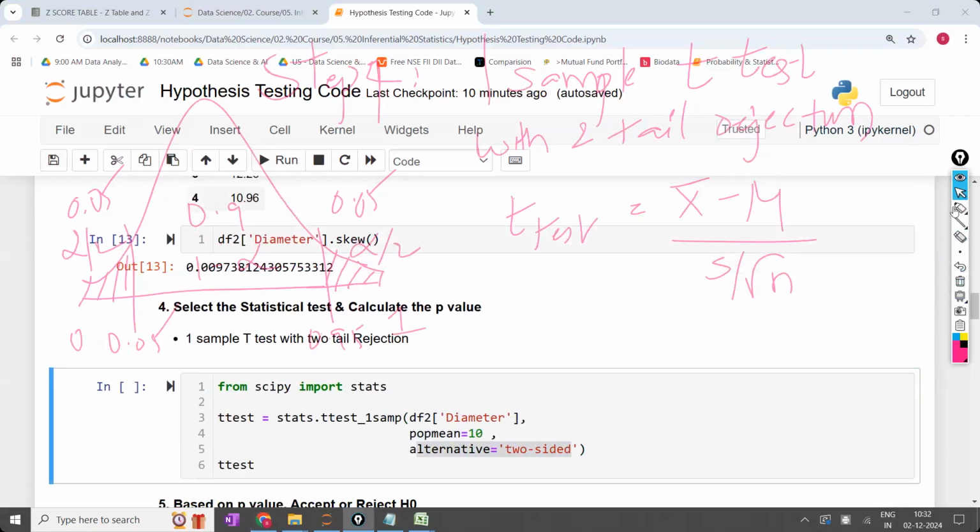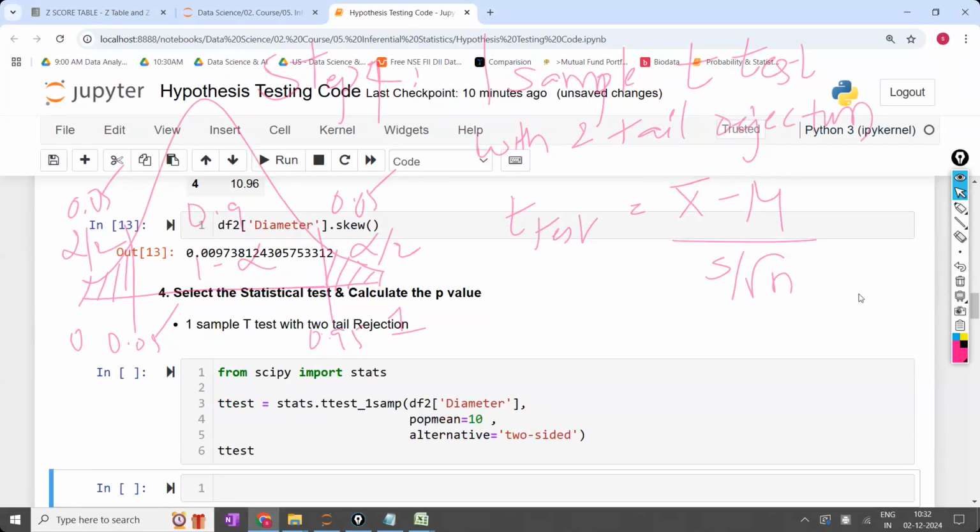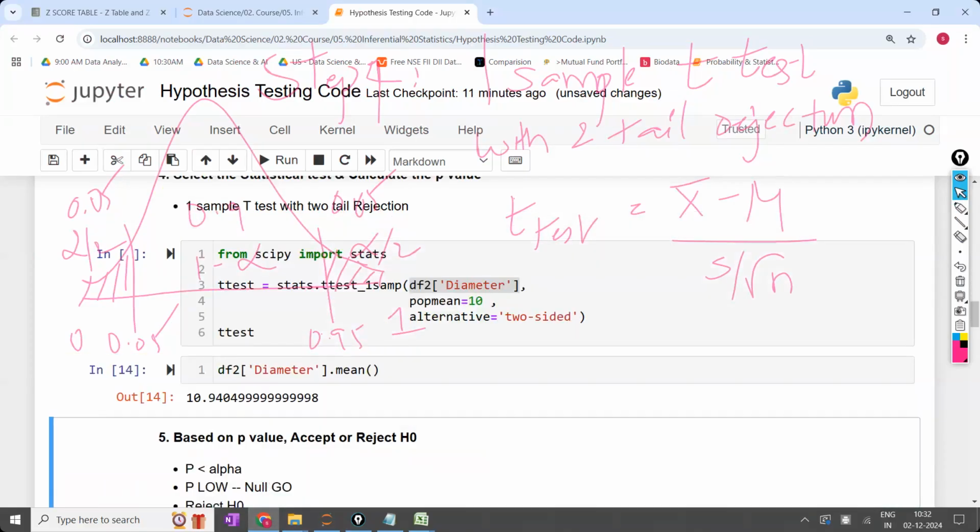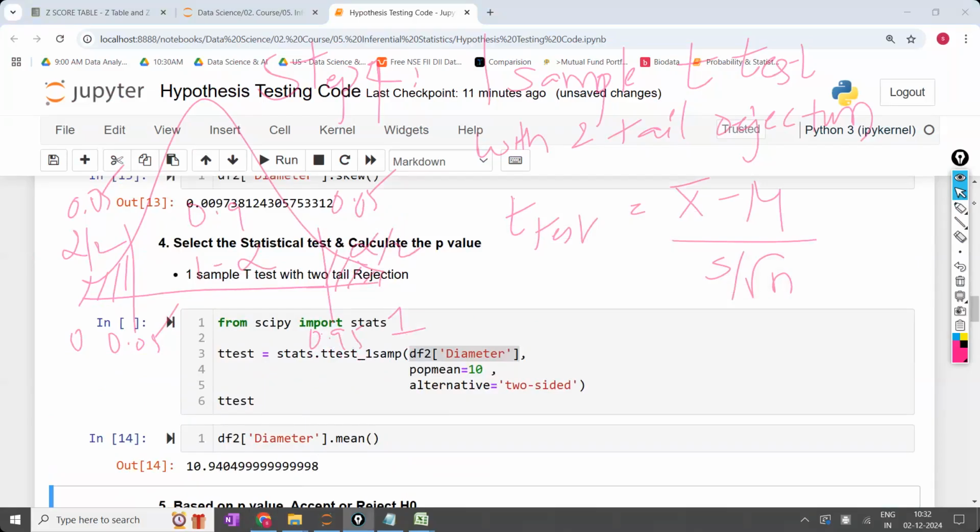Internally, what will it apply? First, it will calculate the mean value. You also calculate the mean value. Let us cross-check ourselves. Dot mean, which is nothing but 10.94, minus mu value, which is 10. How is it taking 10 internally? Because the number you have given, that value will be substituted there.